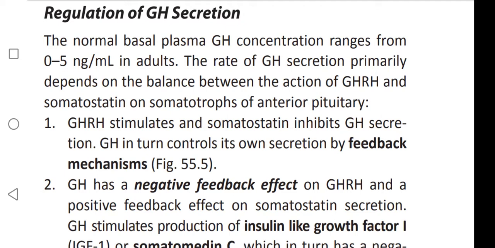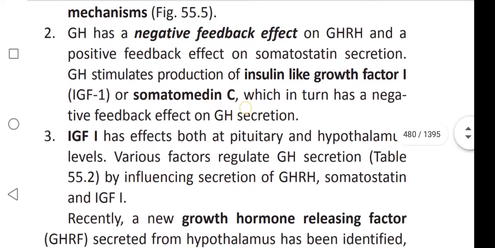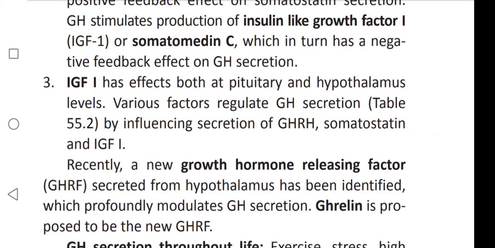Growth hormone in turn controls its own secretion by a feedback mechanism. Growth hormone has a negative feedback effect on growth hormone releasing hormone and a positive feedback effect on somatostatin secretion. Growth hormone stimulates production of insulin like growth factor 1, or somatomedin C, which in turn has a negative feedback effect on growth hormone secretion. Insulin like growth factor 1 has effects at both the pituitary and hypothalamus levels.